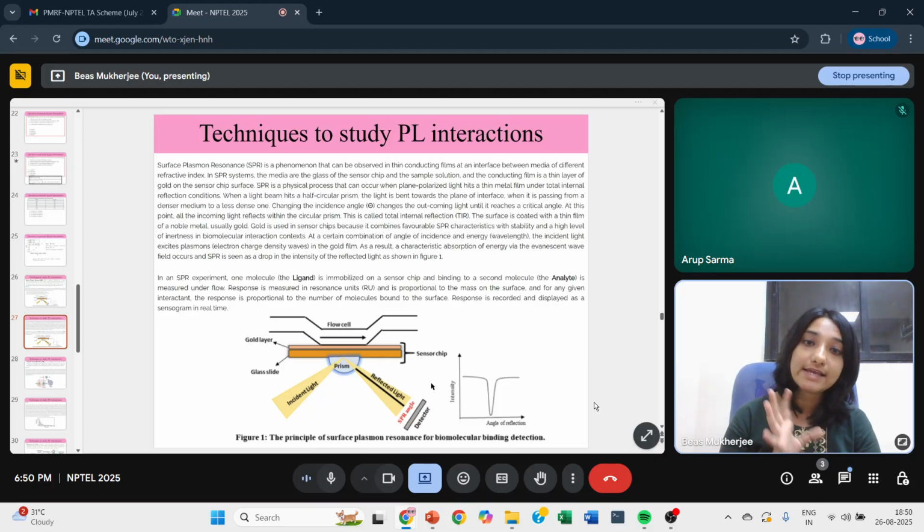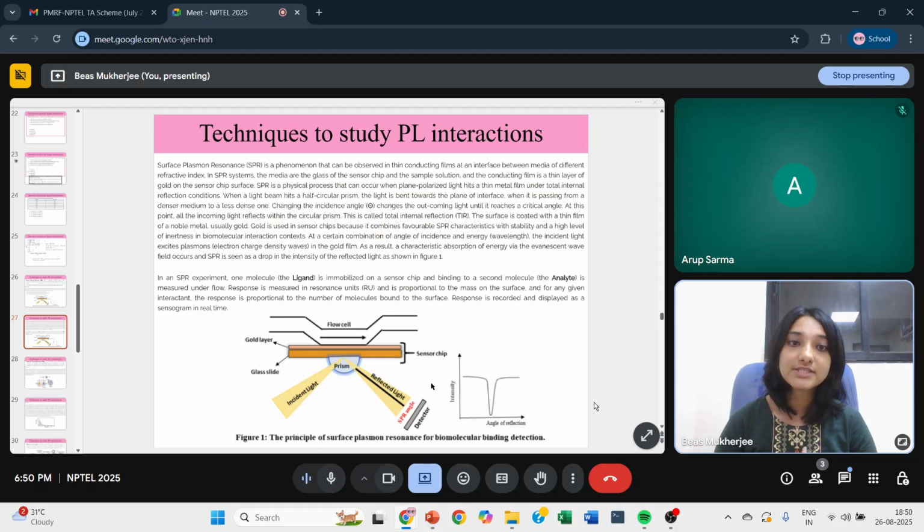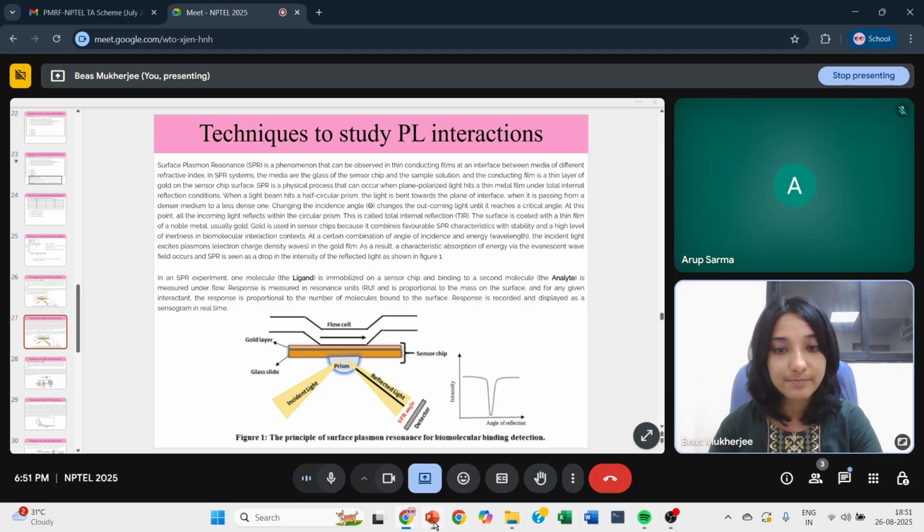Okay, so in the SPR experiment, one molecule, the ligand, is immobilized on the sensor chip and binding to the second molecule, which is your analyte, is measured under flow. So response is measured in SPR units, RU. RU is resonance unit and it is proportional to the mass on the surface, and for a given interactant, the response is proportional to the number of molecules bound to the surface. So response is recorded and displayed as a sensogram in real time.